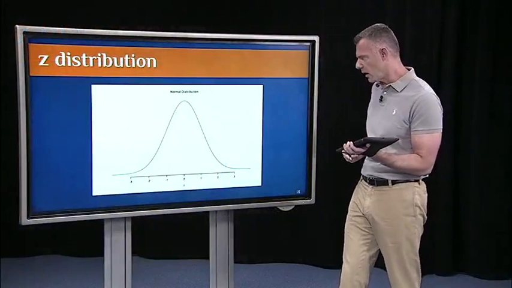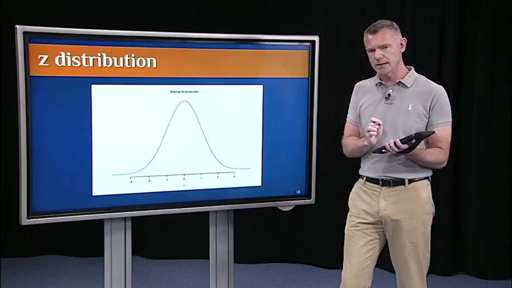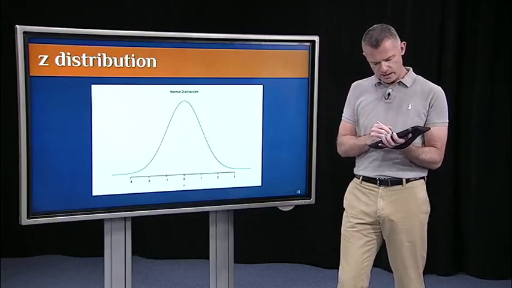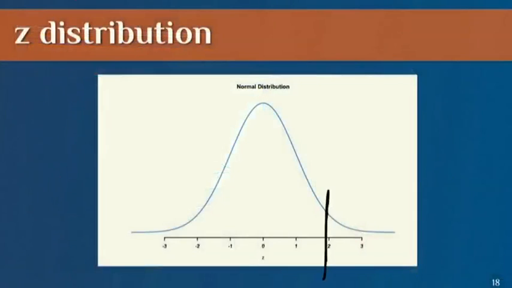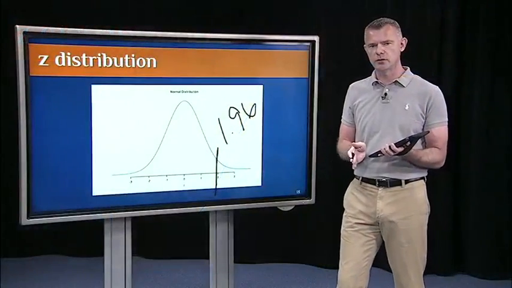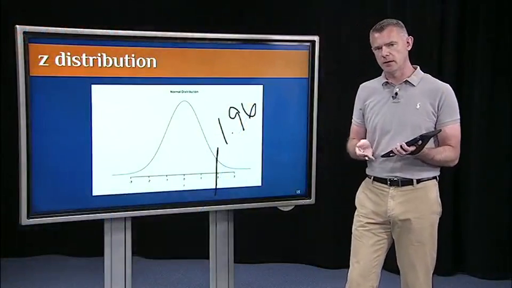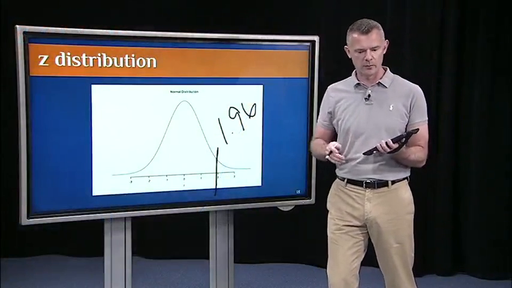And the actual cutoff, if you want to do a non-directional test with alpha 0.05 in z, is right here. It's 1.96. So if you get beyond 1.96 in a z distribution, that's going to be significant at the level of alpha 0.05.